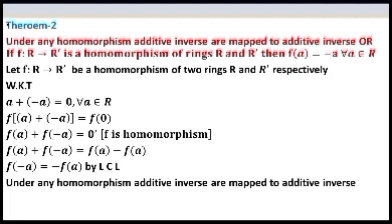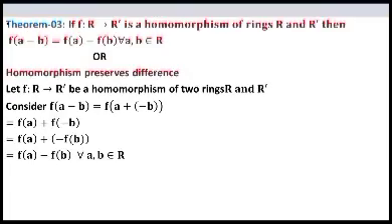Therefore, f of a plus minus a is equal to f of 0. f of a plus f of minus a is equal to 0 dash. Since f is a homomorphism, f of a plus f of minus a is equal to f of a plus minus f of a. That is, f of minus a is equal to minus f of a by the left cancellation law. Therefore, under any homomorphism, additive inverses are mapped to additive inverses.